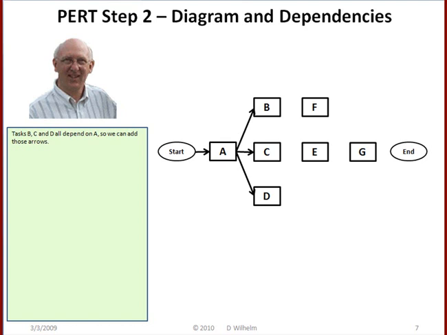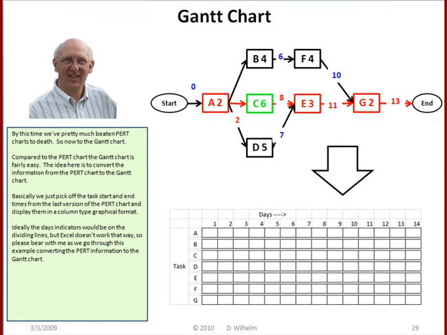Tasks B, C, and D all depend on A, so we can add those arrows. By this time, we've pretty much beaten PERT charts to death. So now on to the Gantt chart. Compared to the PERT chart, the Gantt chart is fairly easy.